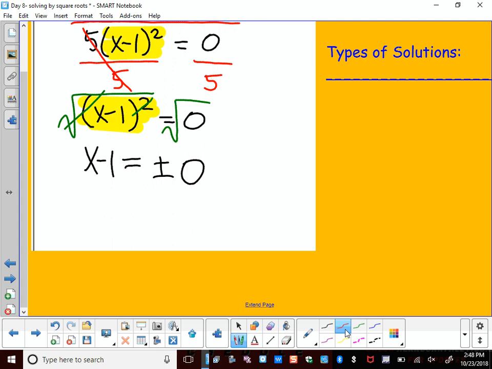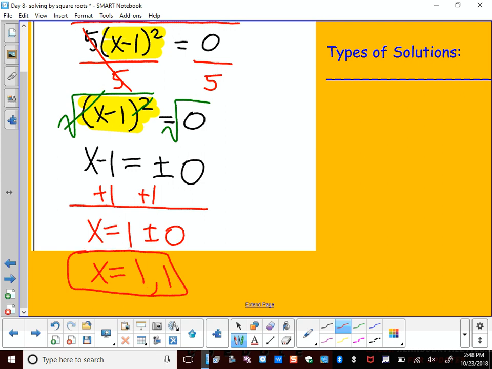Now, if I want to solve for x, I add 1. I'm left with x equals 1 plus or minus 0. So, what's 1 minus 0? What's 1 minus nothing? 1. What's 1 plus nothing? 1. So 2 real, 2 imaginary, or double root? Double root. Do we see why? It's the same number.